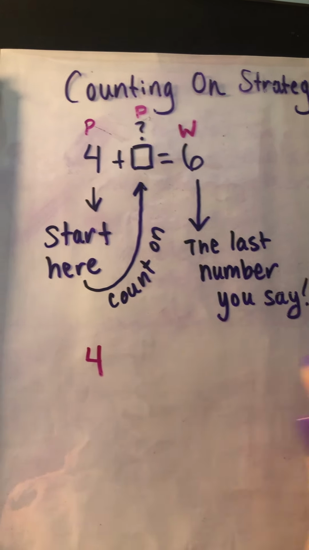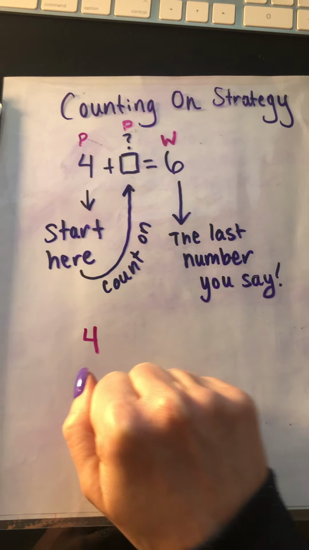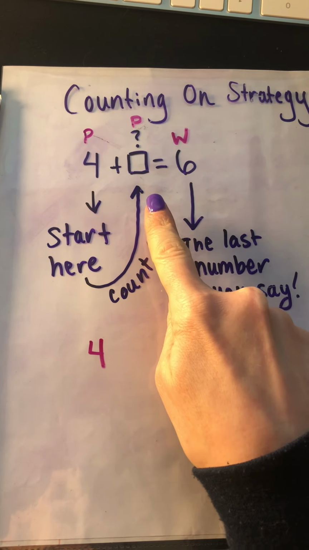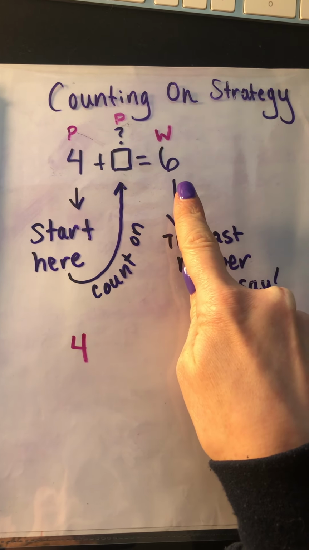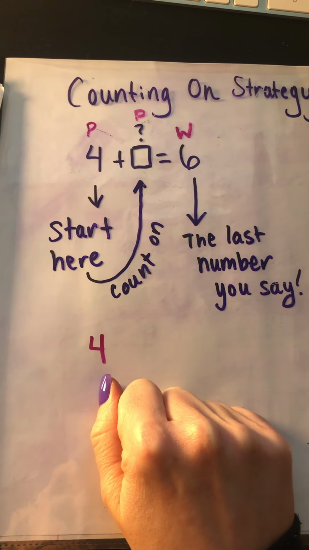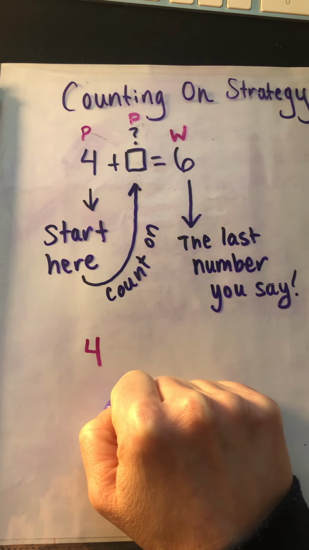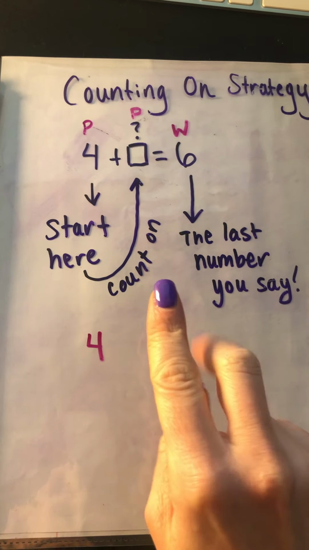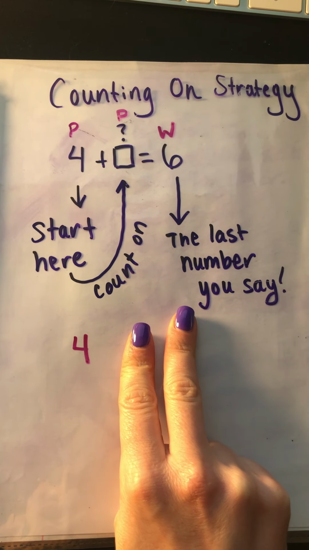I'll just write it here, but you can say it in your head, or you can count it out on your hand and say 4. And then you're going to count on a certain amount of times until you say this number, the whole. The last number you say, then you stop. So if I'm at, this is 4. 4, count on till you hear yourself say the whole. 4, 5, 6.